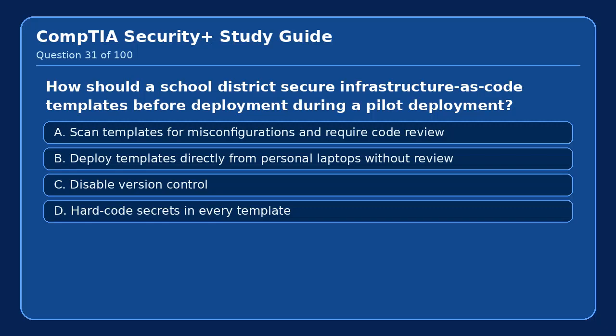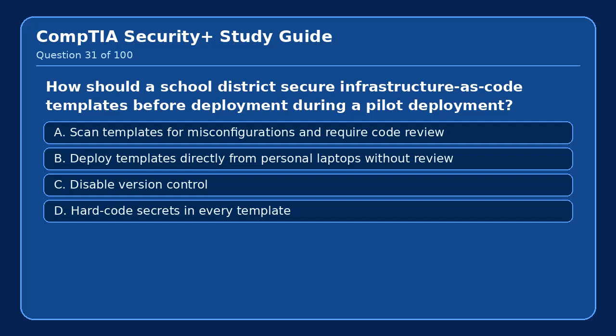Question 32. Which step reduces risk from vulnerable container images in a logistics company's registry while documenting the incident ticket? A. Scan images and rebuild from trusted base images. B. Store secrets in image layers. C. Ignore image source. D. Run every container as privileged by default.